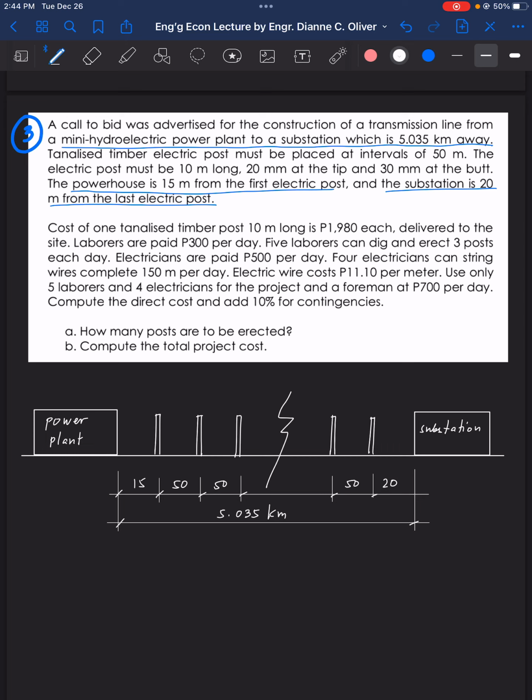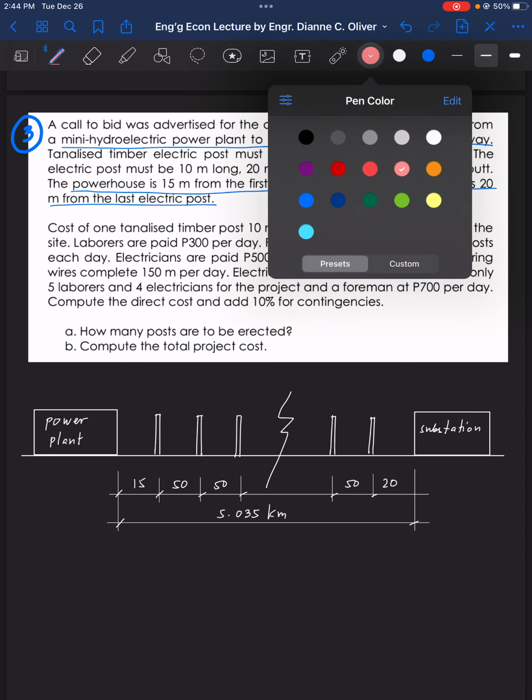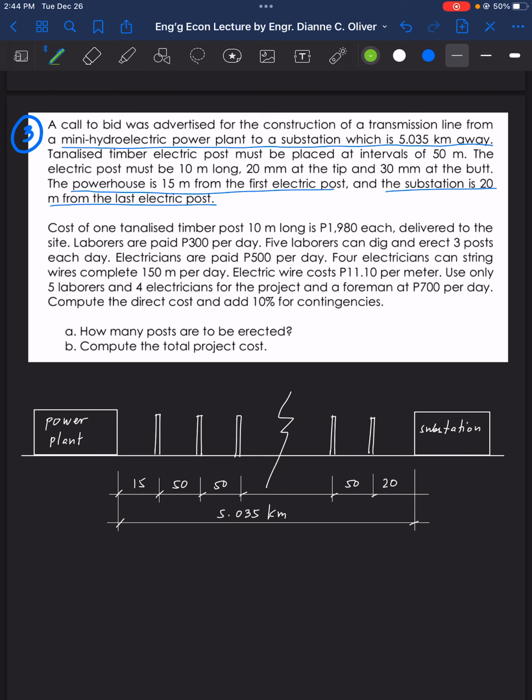So how many electric posts are there? We need to determine the distance now from the first post to the last post. So that is 5,035 minus 15 minus 20. That is equal to 5,000 meters.